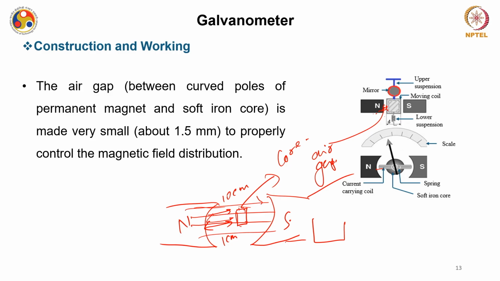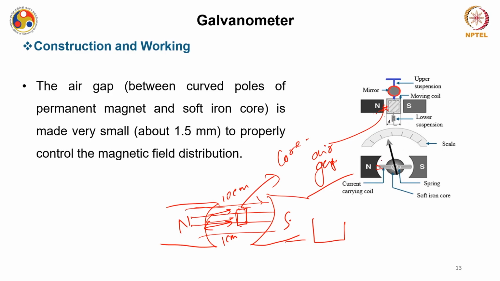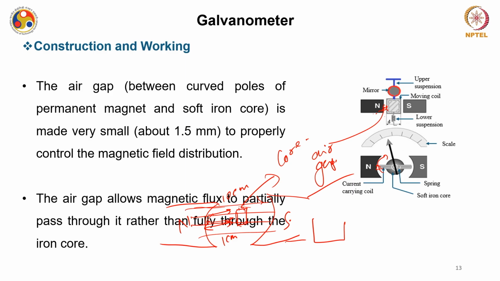So, to have better control, this gap is kept as small as possible. Since you also have to keep provision for this coil to be rotated, there should be a trade off, so that the coil is not hitting the magnet but just passes near to it. So, there is a certain optimization, and by this trade off this gap is kept around 1.5 mm or so.